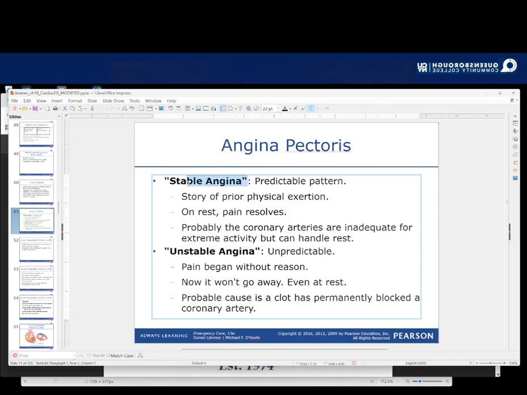Angina pectoris actually has stable and unstable versions, and the unstable version is the more scary version. Chest pain that's stable, how is that? Well, if the person is physically exerting themselves, it causes chest pain, and then when they rest or take a load off, they chill out, then they don't feel pain. So that's predictable. That makes it stable.